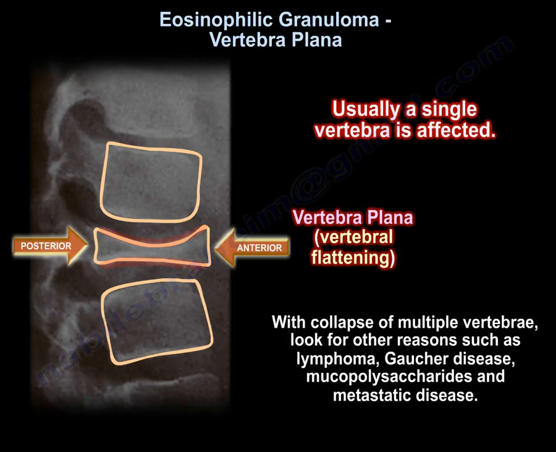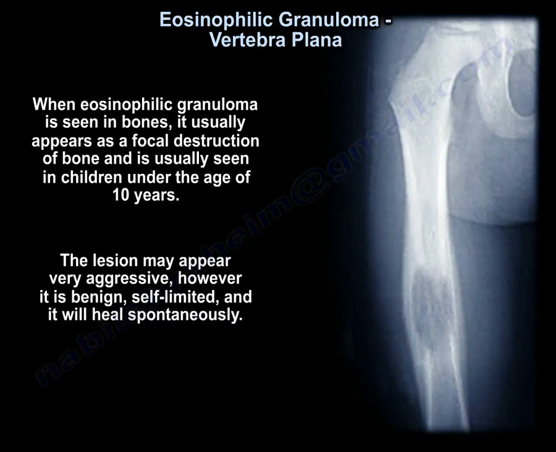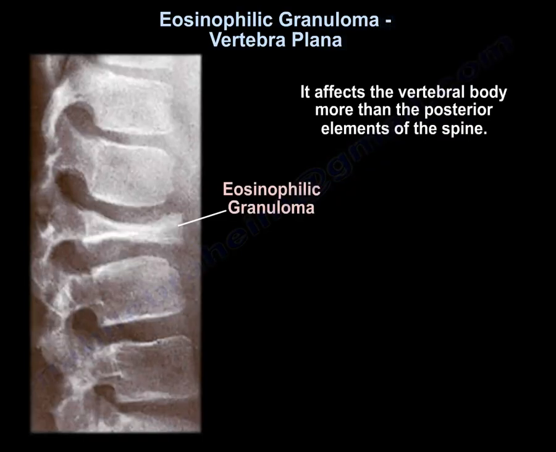Collapse of multiple vertebrae, look for other reasons, such as lymphoma, Gaucher disease, mucopolysaccharides, and metastatic disease. When eosinophilic granuloma is seen in bones, it usually appears as a focal destruction of bone and usually seen in children under the age of 10. The lesion may appear very aggressive, however, it is benign, self-limited, and it will heal spontaneously. It affects the vertebral body more than the posterior elements of the spine.